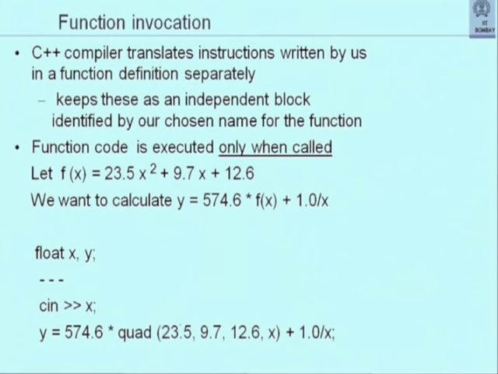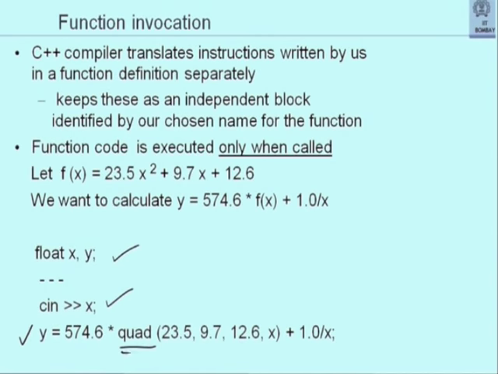Now, wherever this f of x comes, I will ordinarily have to write the complete definition of f of x. But if I have written a function separately called quad, then I can write my main program as shown here. I can declare float x and y, then I can input x, and I can calculate y as equal to this. Observe that what I have written here is a normal expression that you will write in C++. In that expression, one of the elements happens to be the invocation or calling of the function quad. The other parts are 1 upon x and 574.6, they are standard parts.